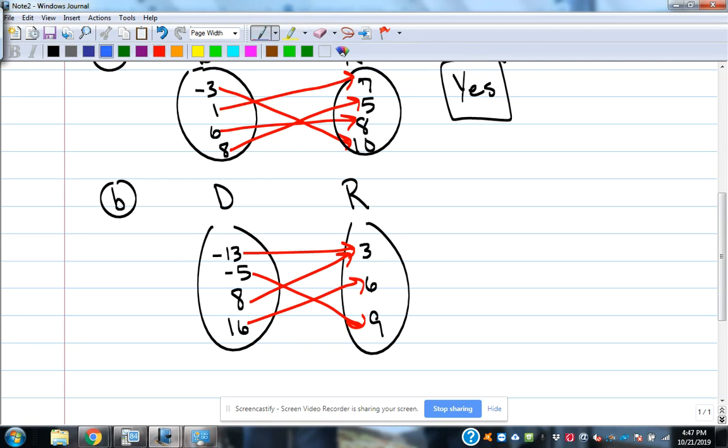Is this a one-to-one function? No. Is it a function? It is a function, but it's just not one-to-one. This one would pass the rules for a function because none of the x's in the domain repeat, but we've got a repetition of the 3 in the y values. So this is not one-to-one.